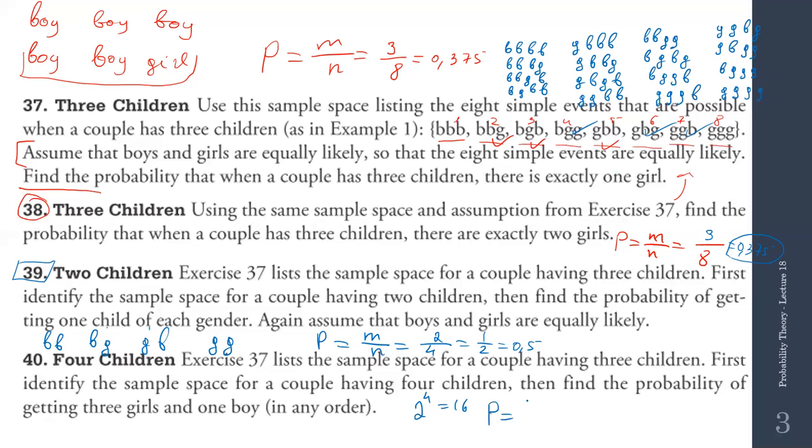We need to find the probability, and our n is 16. First identify a sample space for a couple having 4 children, then find the probability of getting 3 girls and 1 boy. How many cases with 3 girls? Let's choose. This is the first one, 2, 3, and 4. Just 4 cases. So 1 over 4, 0.25. We identify the probability.